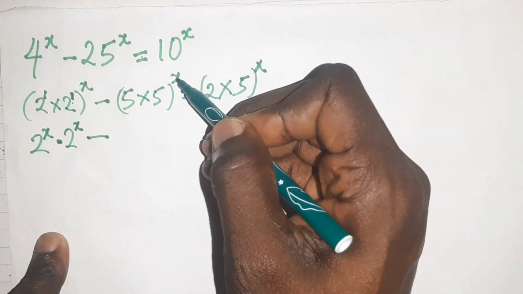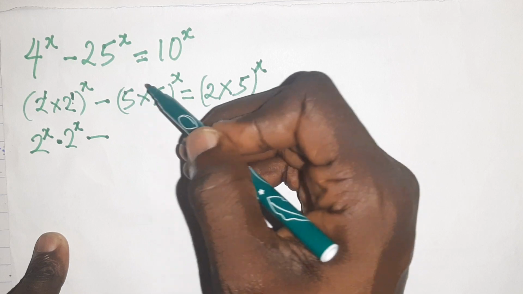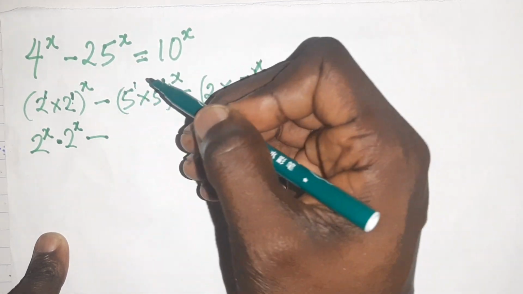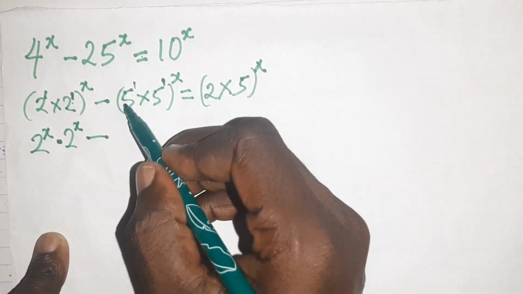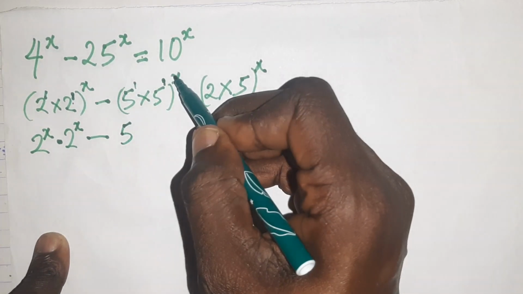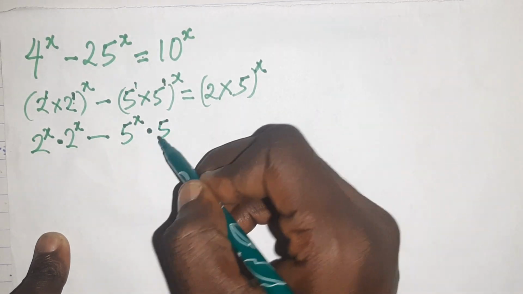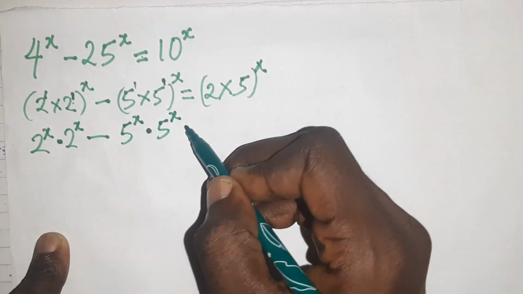Use the power outside the brackets to multiply the powers in the brackets to open the bracket. 5 has a power 1 and this other 5 has a power 1. So write your 5 out first of all. Then x times 1 is x, times, write the second 5 down. Then x times 1 is x.